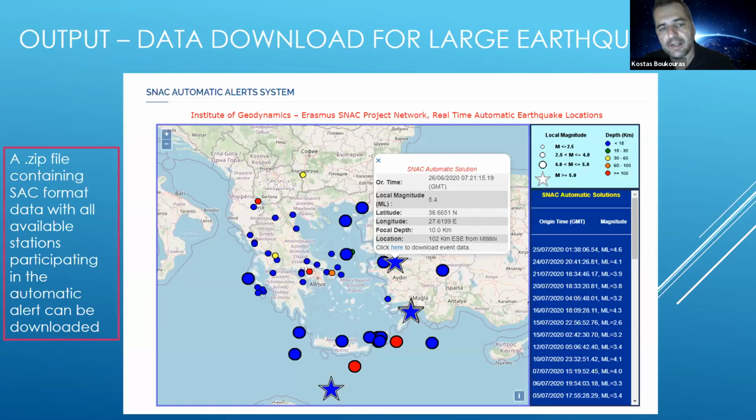Also, there is an interactive map available where all large earthquakes are saved, and there is a link available to download the data. The data are downloaded as a zip file and contain all the available stations that took part in the automatic solution in Snac format. So if you visit this page and click on the link, on the data you like, and you are registered, you can download the data in Snac format, open them with Swarm, and do your tries to locate the network.